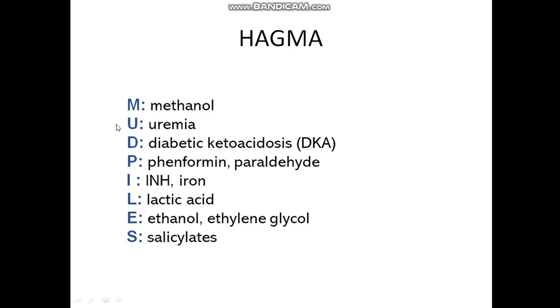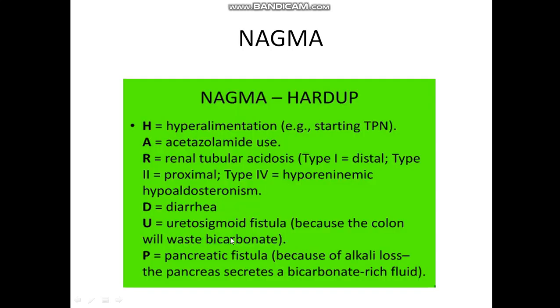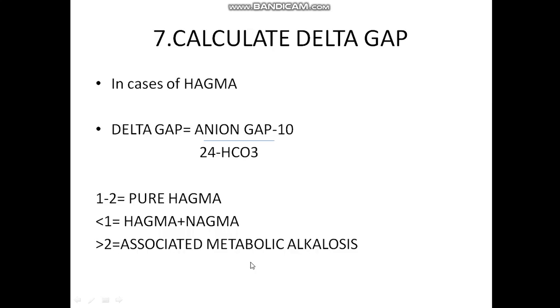So what are the causes of HAGMA? We remember it by the mnemonic MUDPILES. M is for methanol poisoning, uremia, diabetic ketoacidosis, phenformin, paraldehyde, isoniazid, iron, lactic acidosis, ethanol, ethylene glycol or salicylate. Causes of NAGMA by the mnemonic HARDUPS: hyperalimentation, acetazolamide use, RTA type 1, type 2 and type 4, diarrhea, ureterosigmoid fistula and pancreatic fistula. These are the causes of NAGMA.